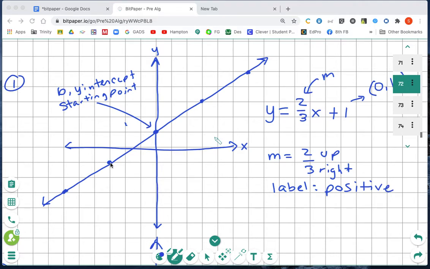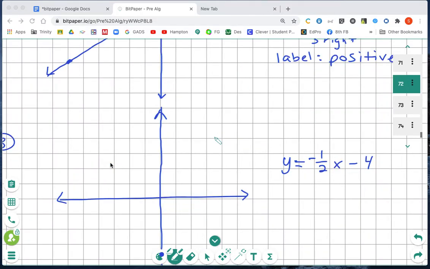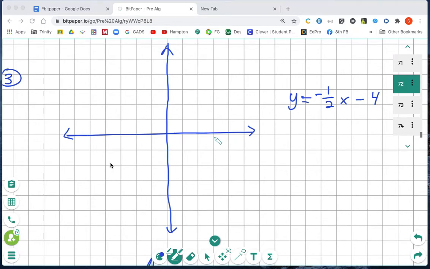Number 3. All right, number 3. We're going to label our x and our y axis. We're going to find our m. So our m is equal to -1/2. So we're going to go down 1, to the right 2. Now this is -4, subtracting 4.